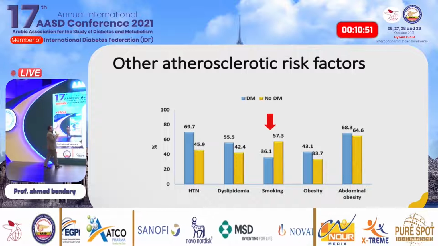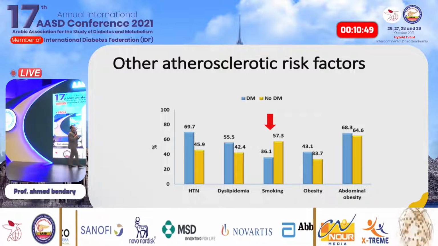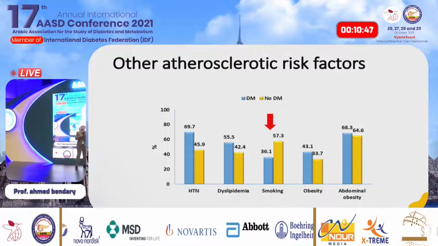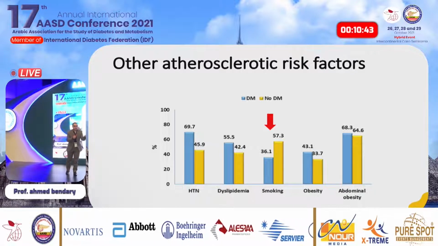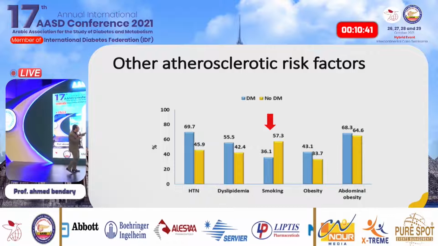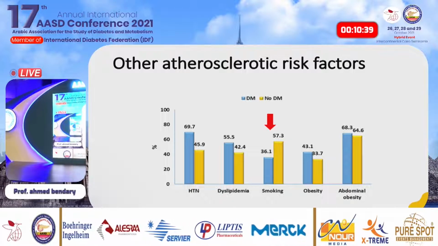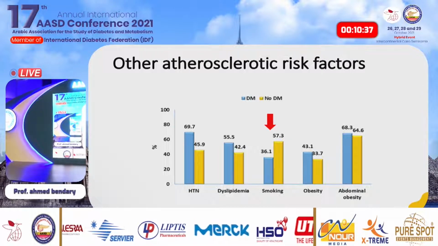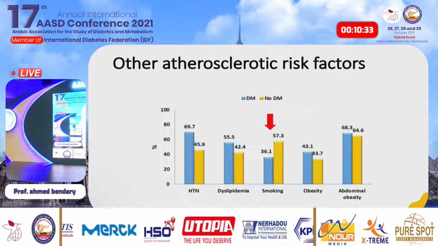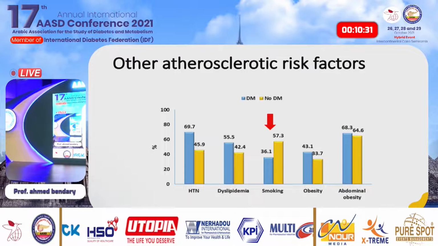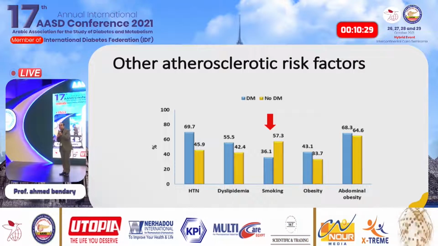And if we look to other atherosclerotic cardiovascular risk factors, and we know that diabetes usually clusters with other risk factors, you will find that all other major risk factors were more prevalent in diabetics compared to non-diabetics, except one, and this is smoking. Smoking was significantly less prevalent in diabetics compared to non-diabetics.